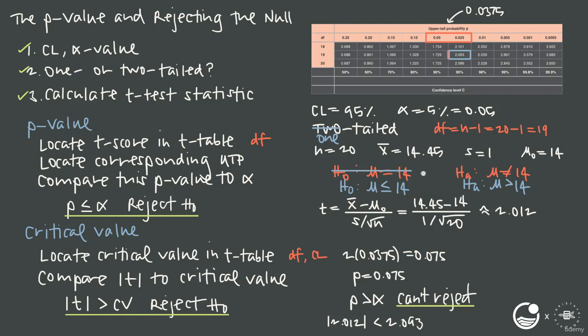So we change our hypothesis statements, but we still took a 20 order sample. We found a sample mean of 14.45 hours, a sample standard deviation of 1 hour, and of course this is still our hypothesized value, which means we're going to compute the same t-score, the same t-test statistic of 2.012. Now let's go back to our p-value approach.